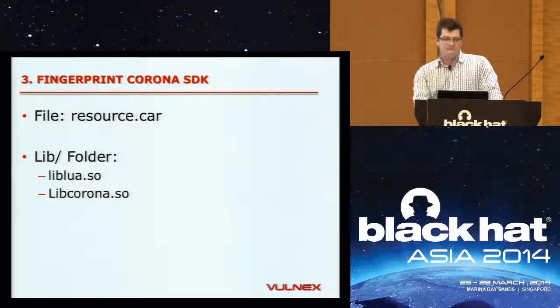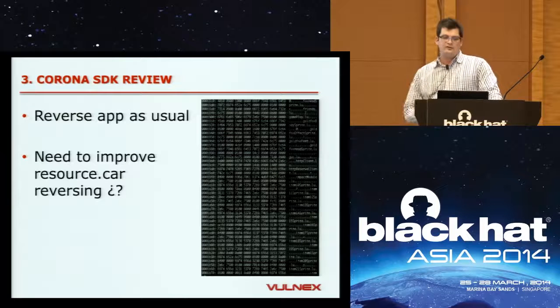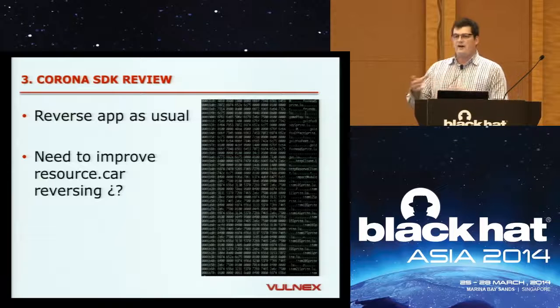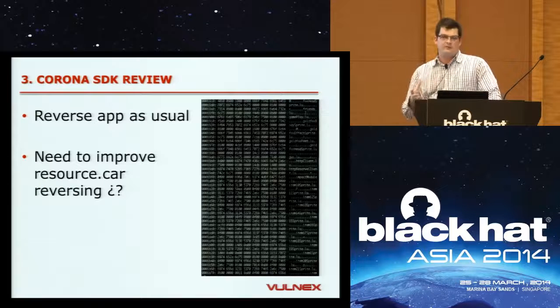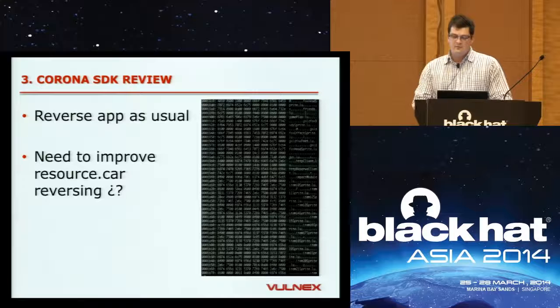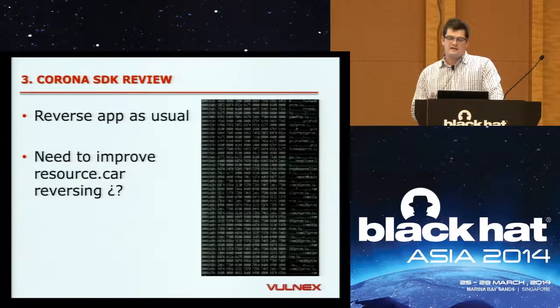It's easy to spot. As for how to review it, right now it's a bit hard, because, for example, the resource.car file, so far we have not been able to find a really nice tool to reverse that. We are working on a proof of concept to reverse it, but it's not working, and that's the reason I'm not showing you. But we're working on that, so it's just a matter of time until we are able to reverse that file.